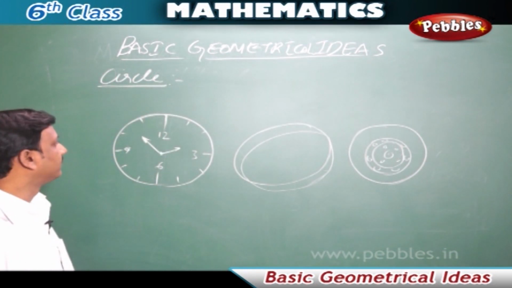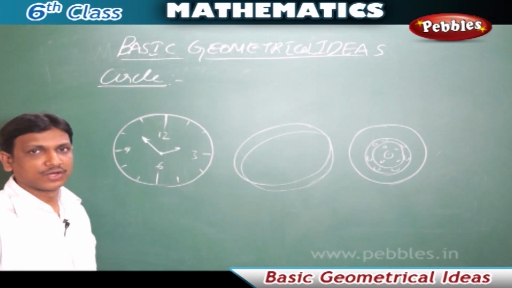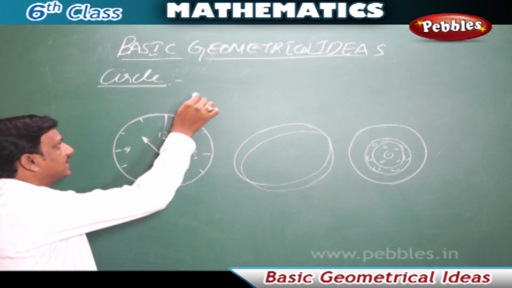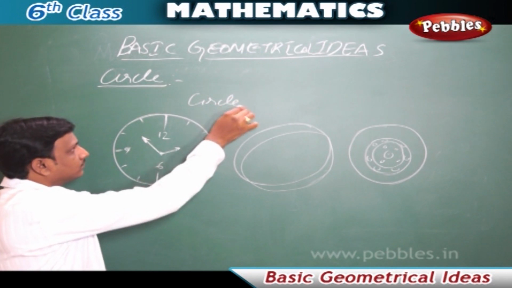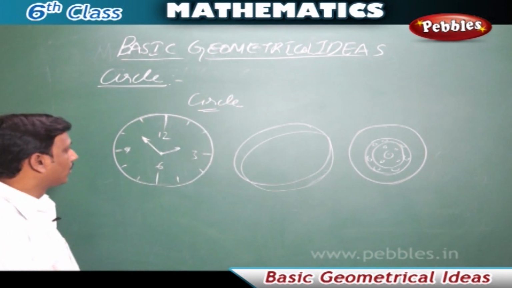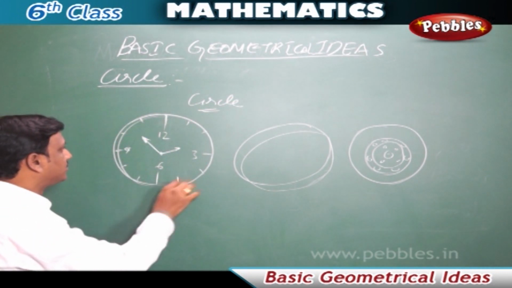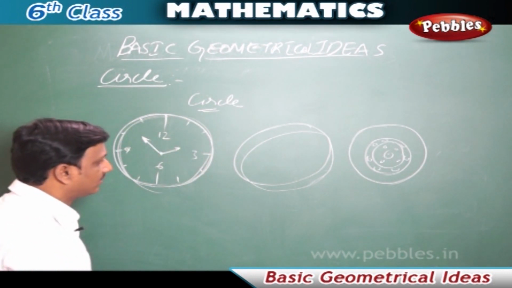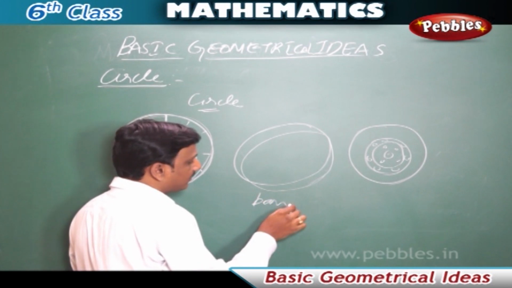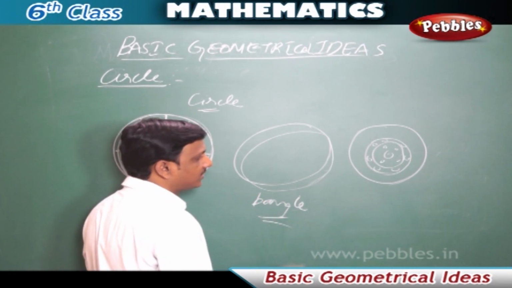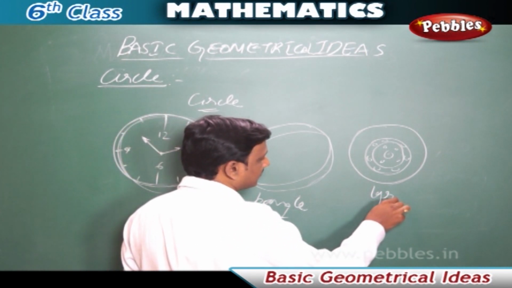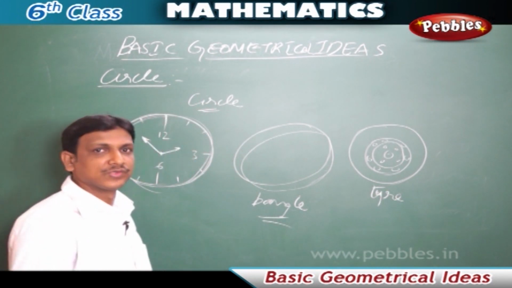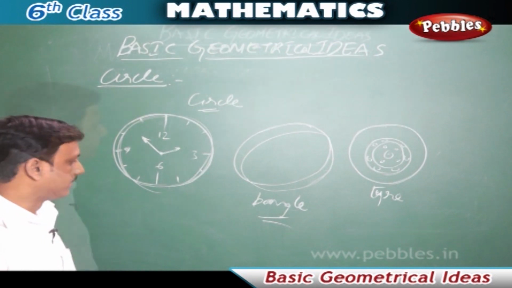In our daily life, we see different objects in round shape. We call this shape a circle. We see a clock which is in round shape. We call this shape a circle. Even a bangle is in circular shape. And even a tire, a bike tire or a bus tire, is also in a circular shape.